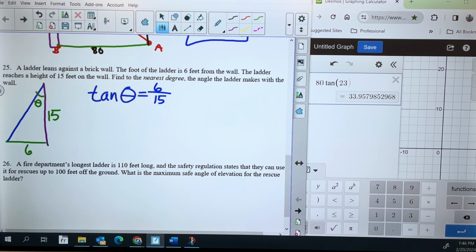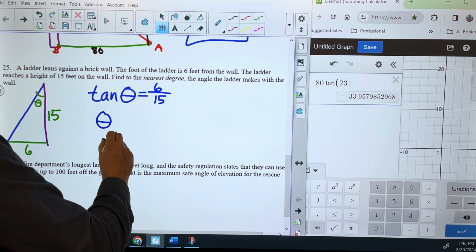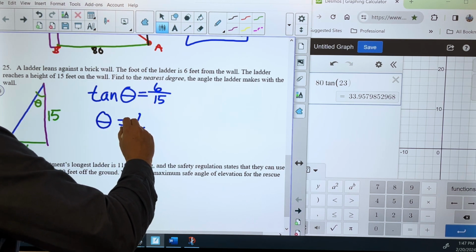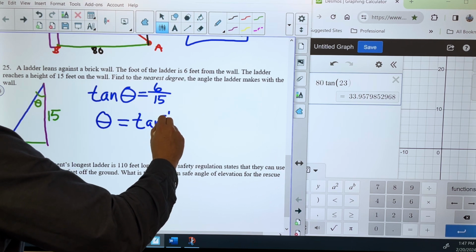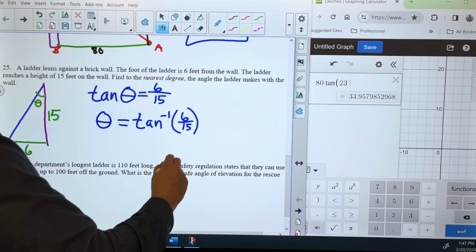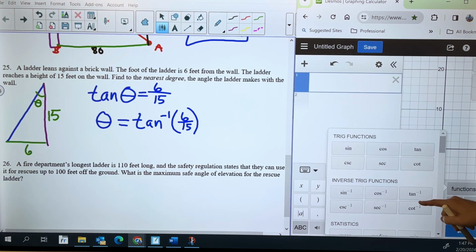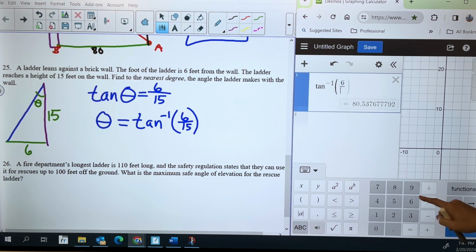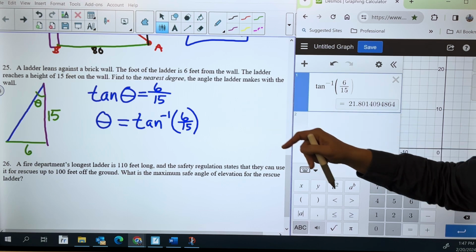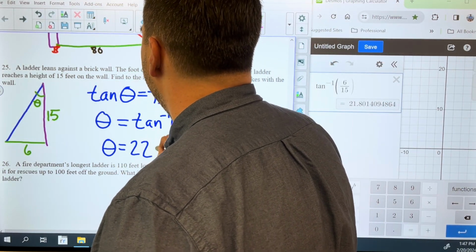Now to get the theta by itself, we're going to use that inverse tan operation. Inverse tan on both sides gives us theta by itself. And then we've got tan inverse, or arctan, 6 over 15. Over here, function inverse tan 6 over 15, 21.8, and we're finding to the nearest degree, so we're going to call that theta to be 22 degrees.